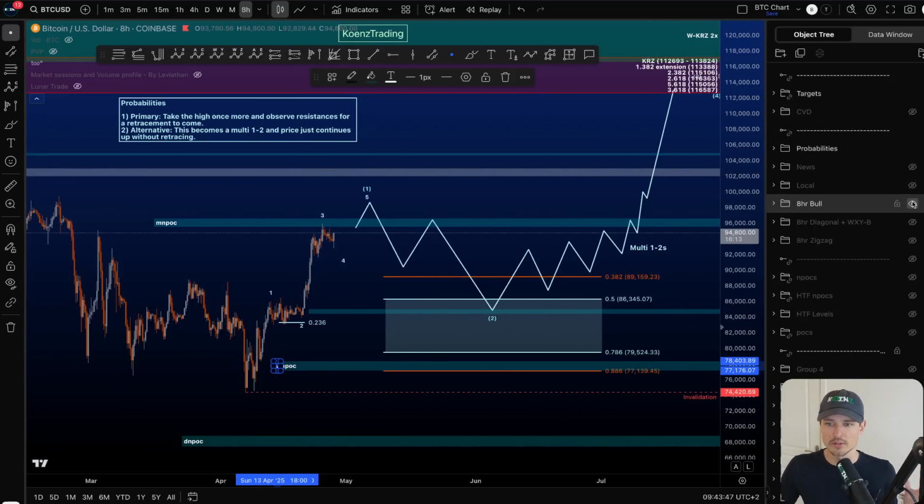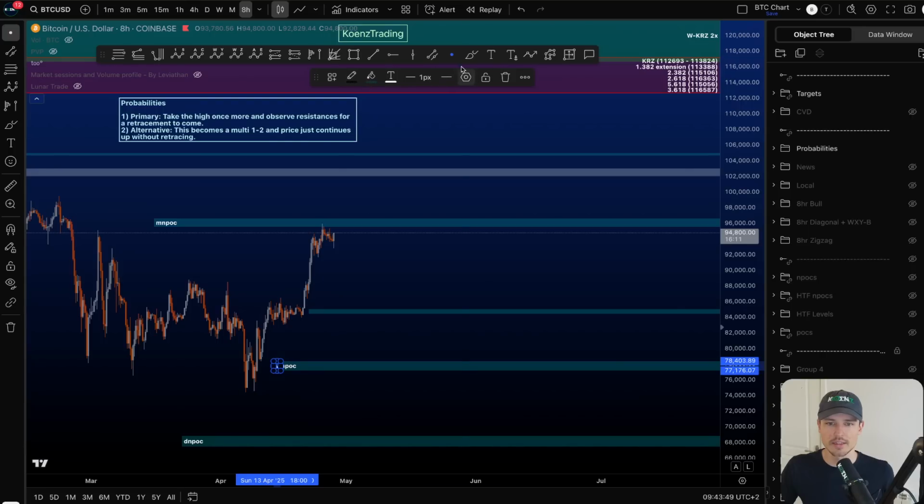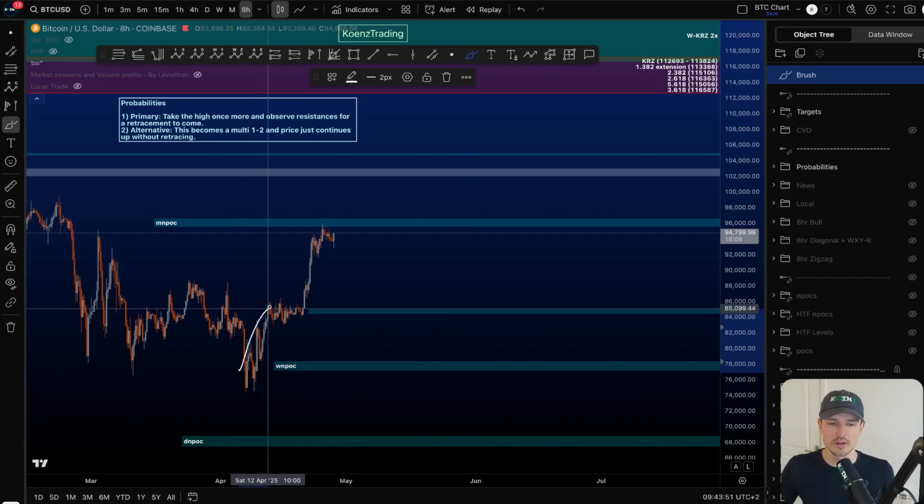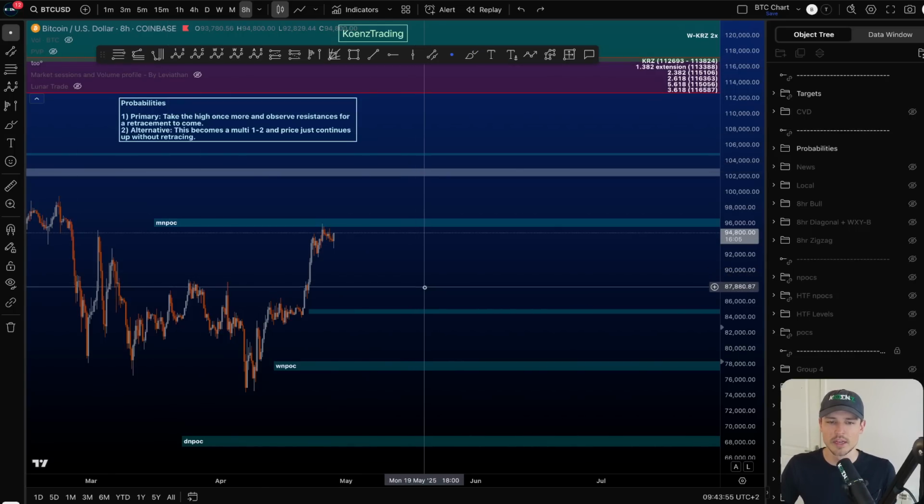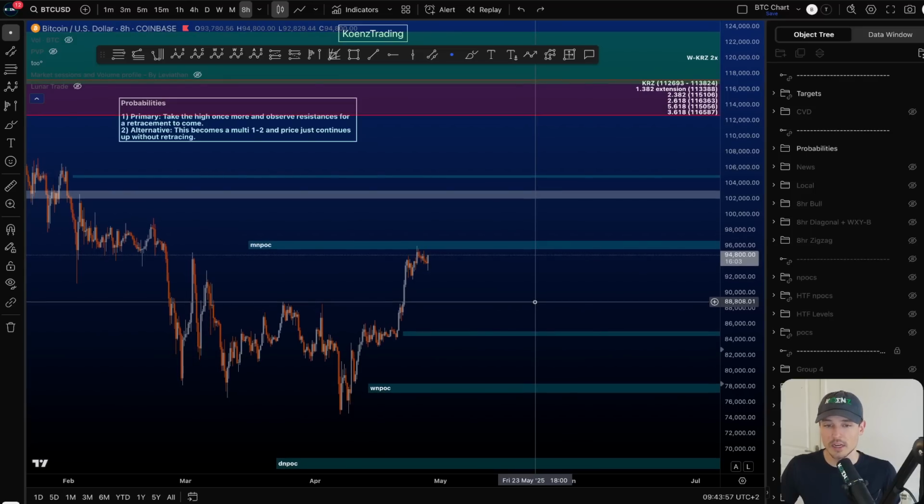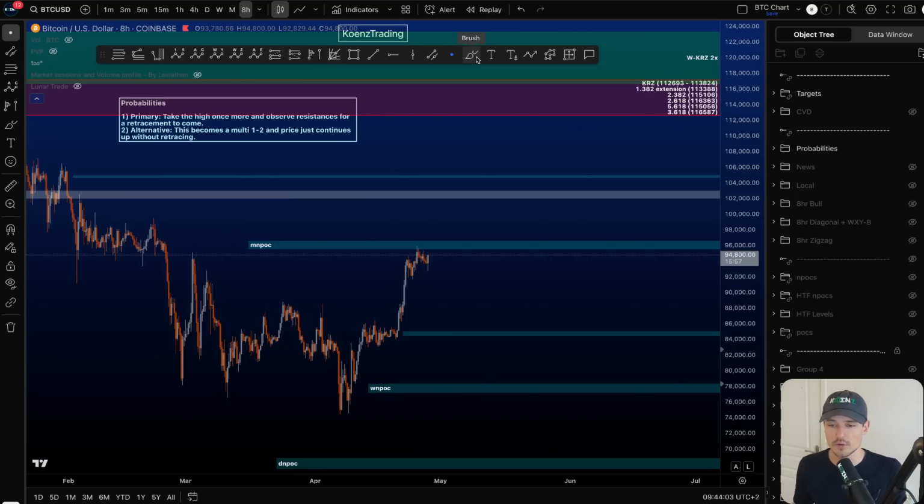With an alternative scenario being that this is a multi 1-2, 1-2, 1-2, and you expect a very volatile, very steep wave 3 to the upside. But the probabilities for that at the moment are lower compared to a retracement. And the only thing, of course, that we can trade and cover are probabilities. So yeah, it's going to be an interesting week, likely a volatile week as well.